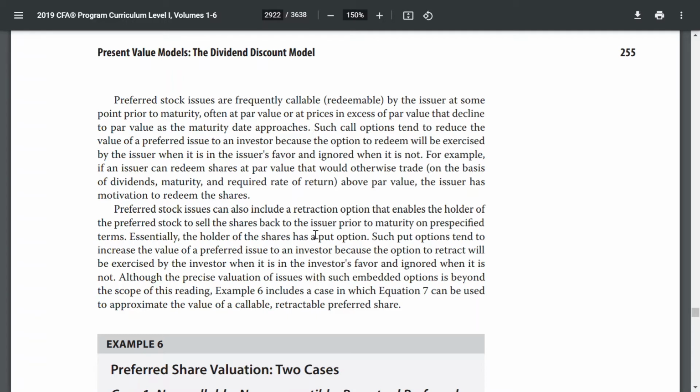In prospectus terms, eventually the holders of the shares have put options or similar. Such put options tend to increase the value of the preferred issue to an investor, because the option to retract will be exercised by the investor when it is in the investor's favor. It is ignored when it is not, and thus it benefits the company.